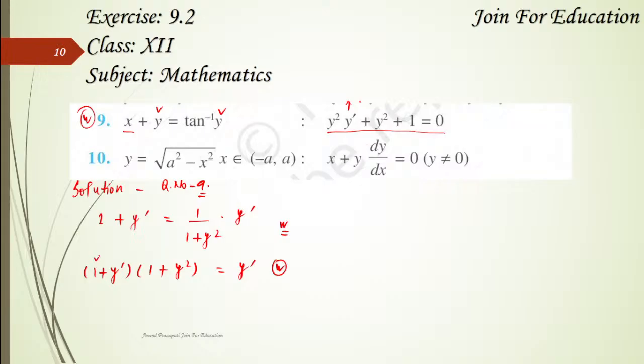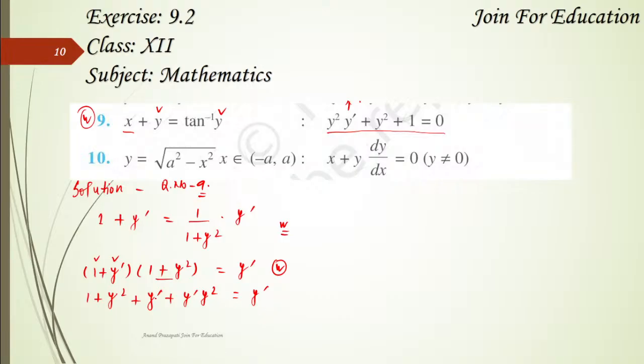Now we multiply by 1 this one, then we get 1 plus y square. When we multiply this one by y dash, then we get here plus y dash plus y dash into y square equal to y dash. Hope that there is no problem to understand up to this step.